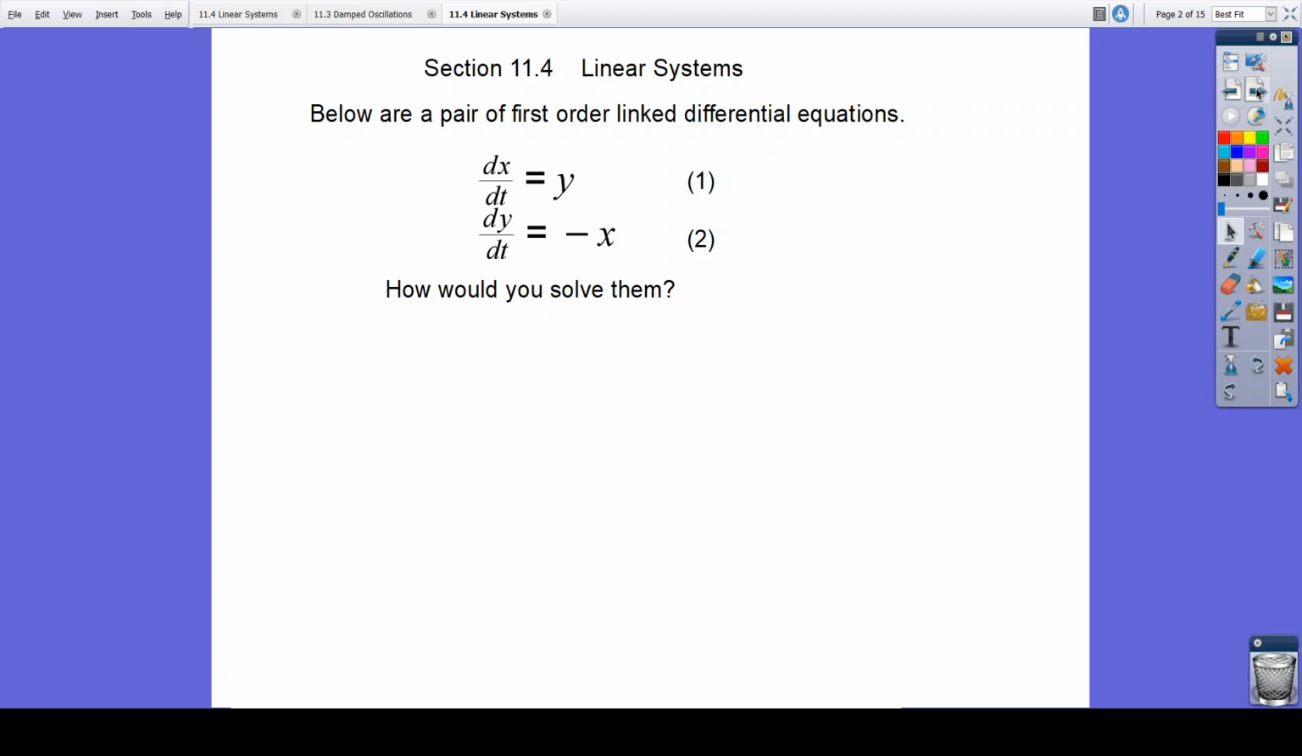So we can see that they are linear, there's no squareds or products x times y, and obviously we can see they are differential equations. The question is, how would you go about solving them? You might like to pause the video while you have a think.